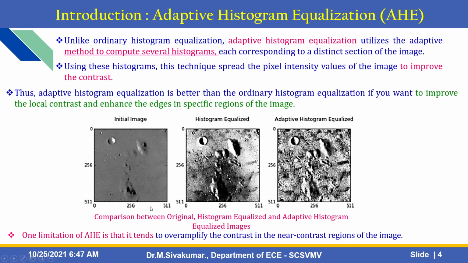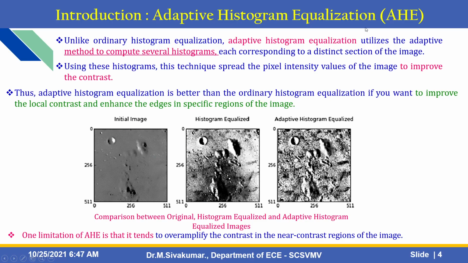Thus, adaptive histogram equalization is better than ordinary histogram equalization if you want to improve the local contrast and enhance the edges in specific regions. You can see the edges in the histogram equalized versus the adaptive histogram equalized image, so that we are able to improve the local contrast and enhance the edges in specific regions of the image. The figure shows the comparison between the original, histogram equalized and adaptive histogram equalized images.